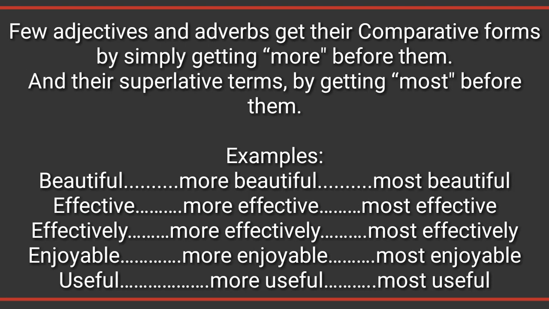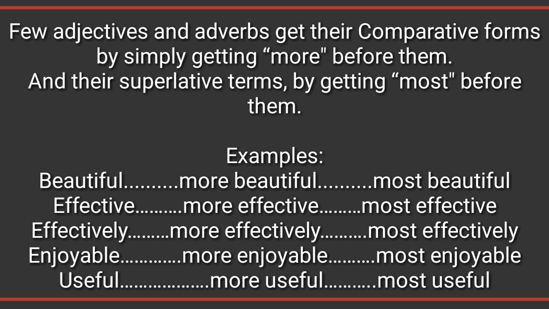Okay. Then a few adjectives and adverbs get their comparative forms by simply getting more before them, and their superlative forms by getting most before them. By using more and most, we can change a positive degree into comparative and superlative. Okay. In some of the cases, and some examples are given here. Beautiful, more beautiful, most beautiful. Effective, more effective, most effective. Effectively, more effectively, most effectively. Enjoyable, more enjoyable, most enjoyable. Useful, more useful, most useful.